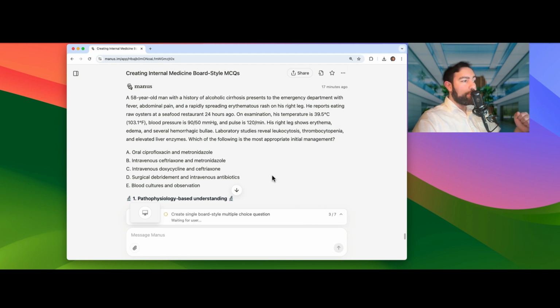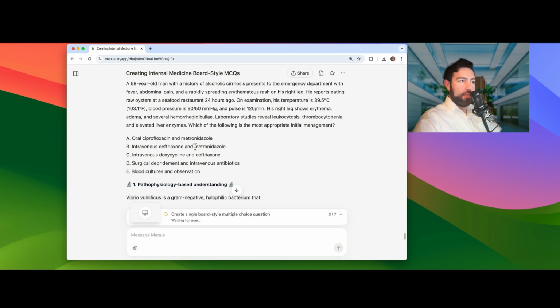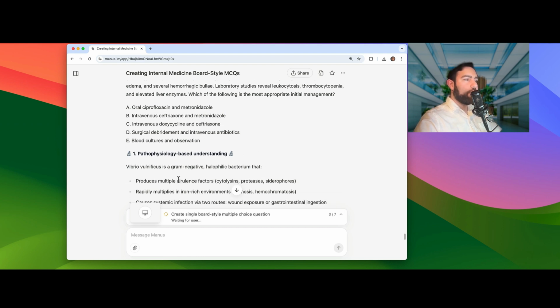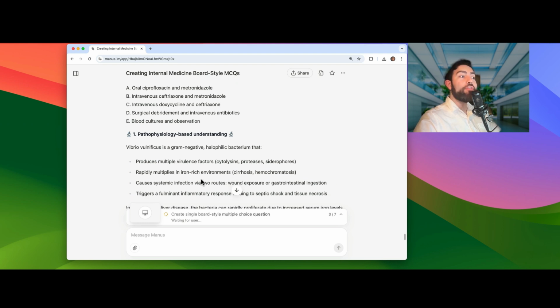All right. So, let's talk about what we have. Of course, this is Vibrio, right? Vibrio vulnificus, a gram-negative, halophilic bacterium. It produces multiple virulence factors and then rapidly multiplies in iron-rich environments.